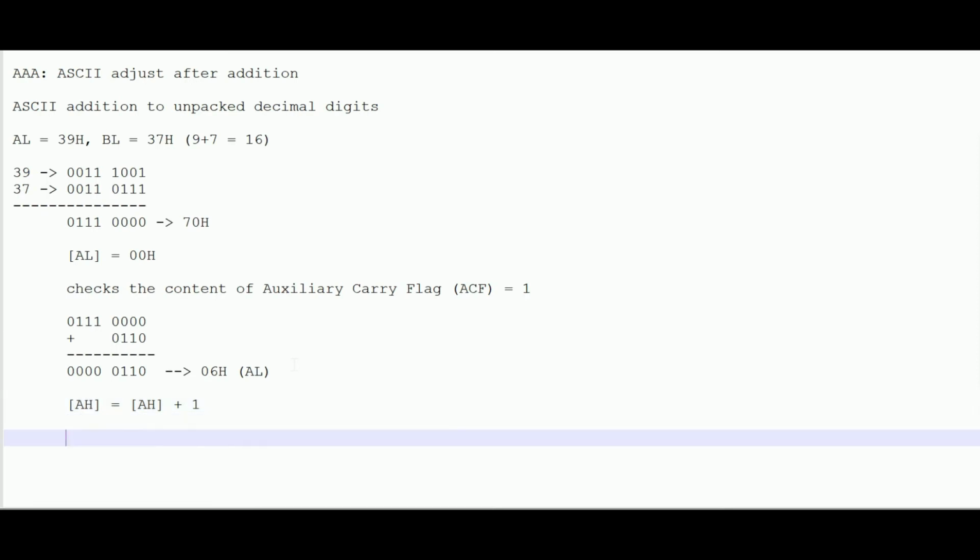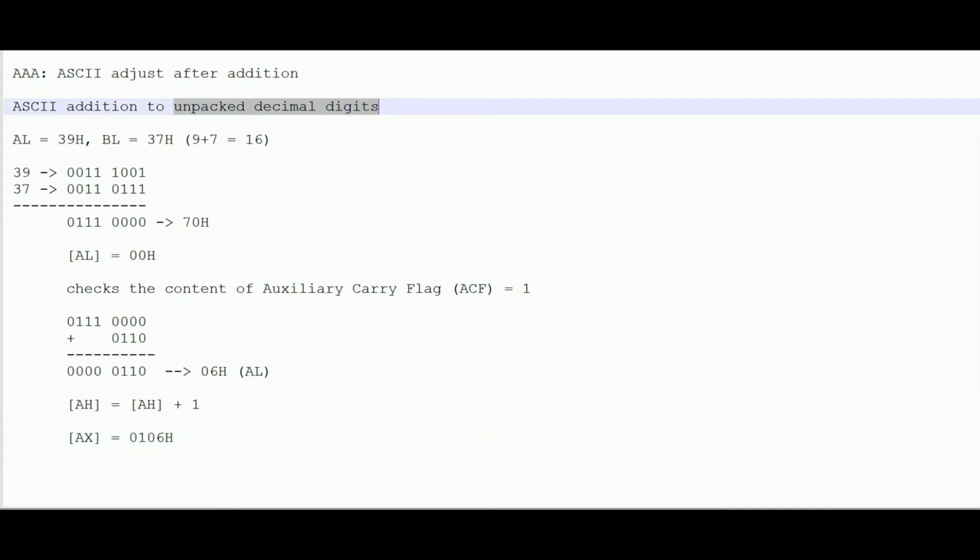So let me write the final answer. The content of your AX register will become 0106H. If you see, 01 is basically 1 and 06 is basically 6. Why? Because it is representing an unpacked decimal digit, which is 16, and here again you are getting 9 plus 7 equals 16. So I hope you have understood the AAA instruction by means of these three examples.